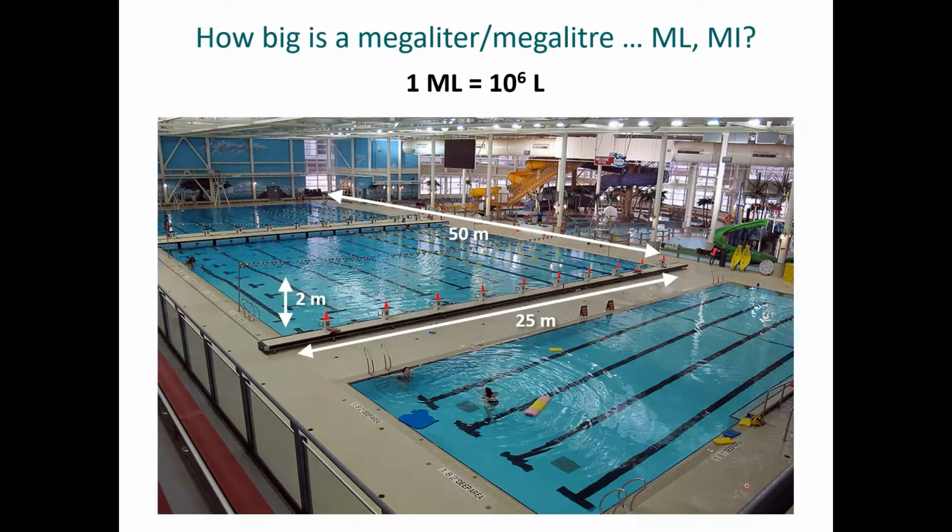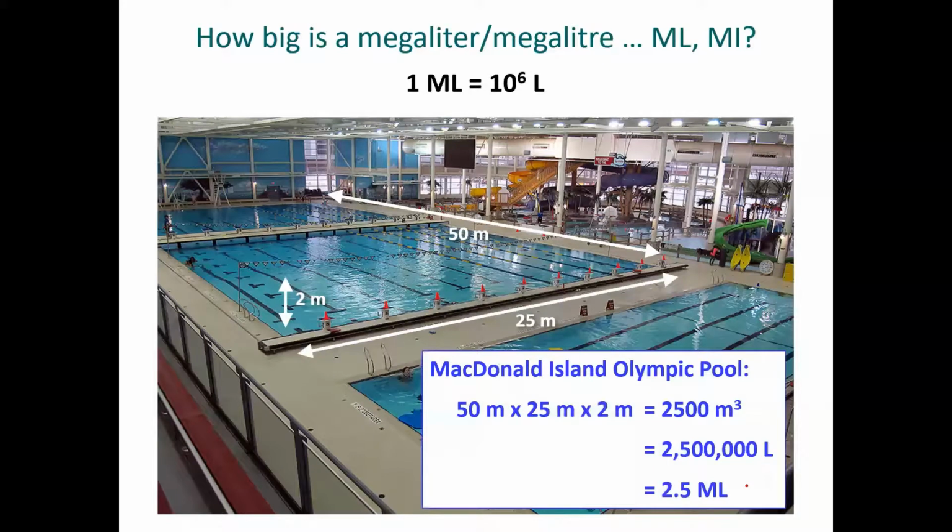And so here's a simple way to visualize this. This is Mac Island, right? And it's got the Olympic-sized pool, you can see, is 50 meters, and it's about 25 meters the other way, and then they've got the little kiddie pool as well, right? So if you take a look at that Olympic-sized pool, it's about 2 meters deep by 50 meters by 25 meters.